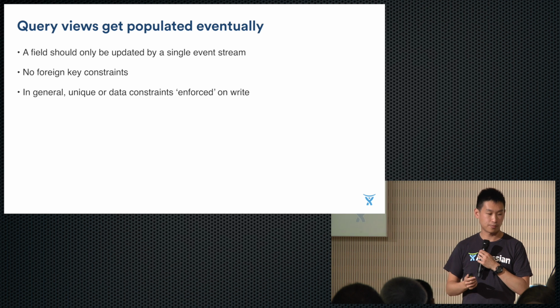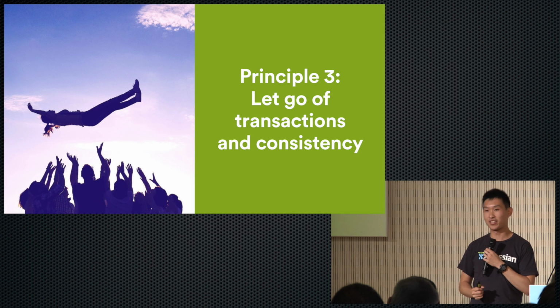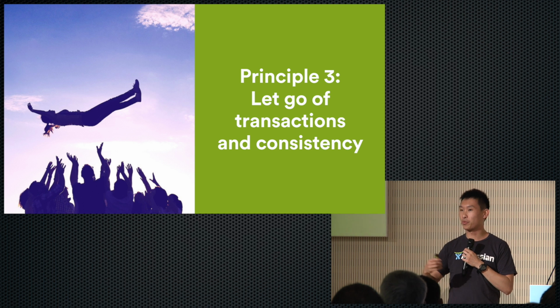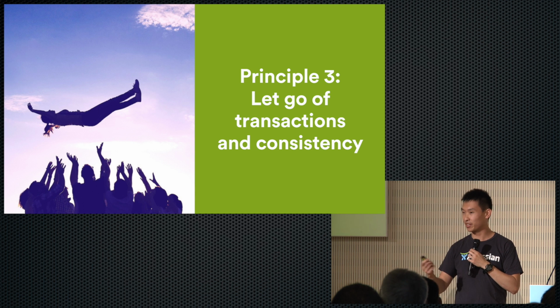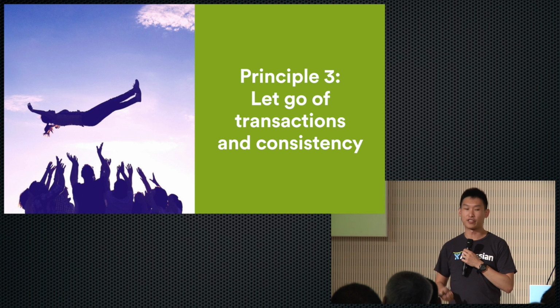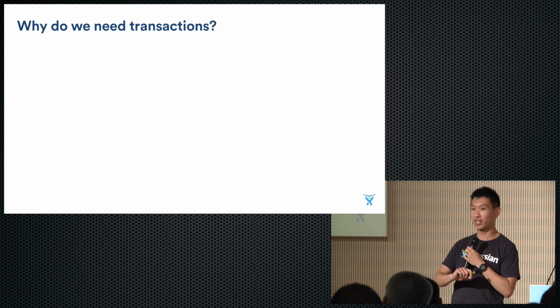All right, so that's event streams. So next, the third principle is letting go of transactions and consistency gradually. We're moving into a distributed world. Distributed transactions are bad. I think it's a common theme we've been hearing at this conference and over the last couple of years. But what does it actually mean for us? I think it really comes down to questioning why do we need transactions?